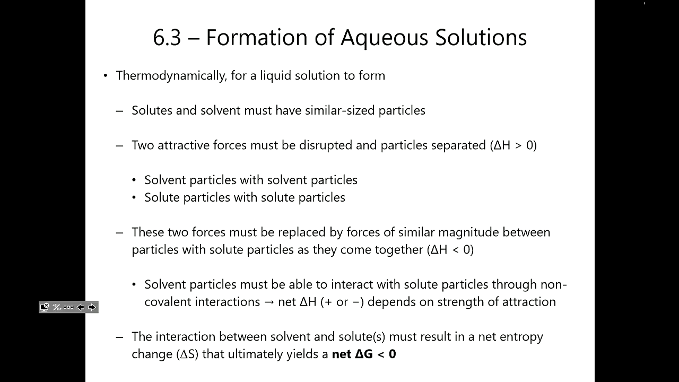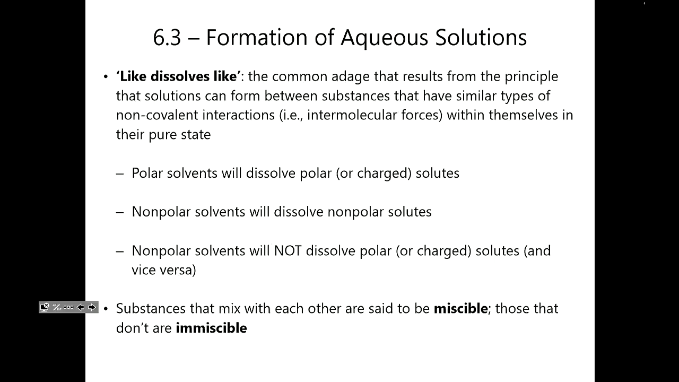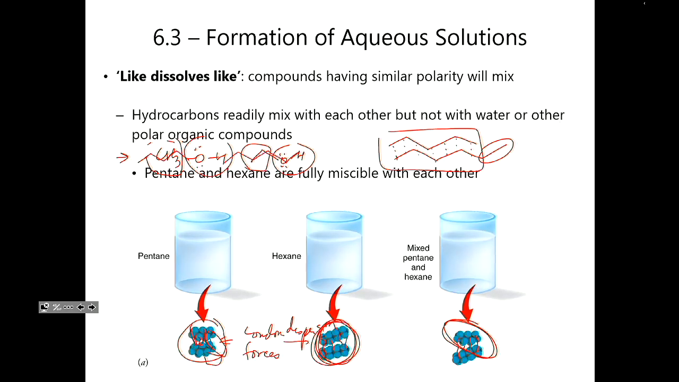So here's the key that you need to understand. Let me go back to these slides. I'm going to use this one as the example. As I said, if you look at a sample of pure pentane and pure hexane, what's happening within the pure pentane? The pentane particles are interacting with other pentane particles. There's nothing else in it, right? They're interacting with each other, stacking upon each other as they collide and attract each other. A similar thing happens with the hexane.